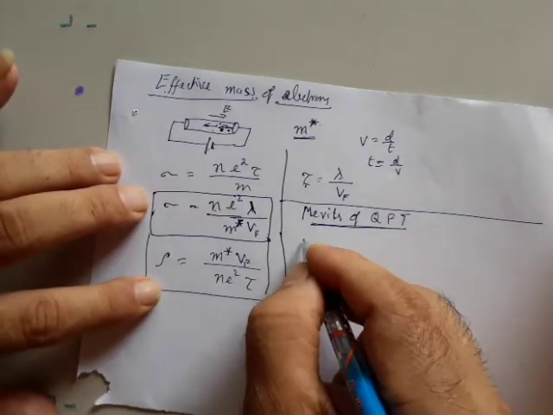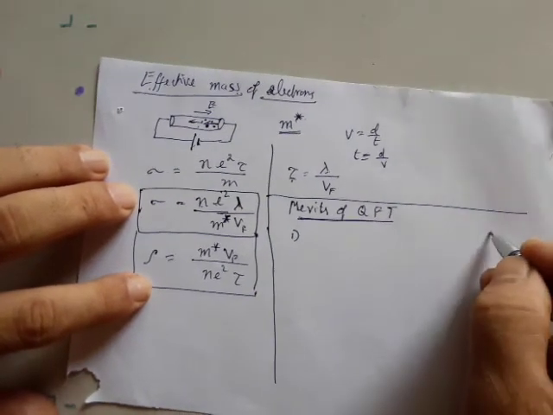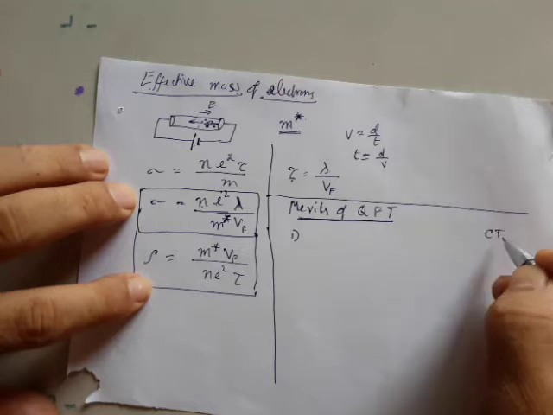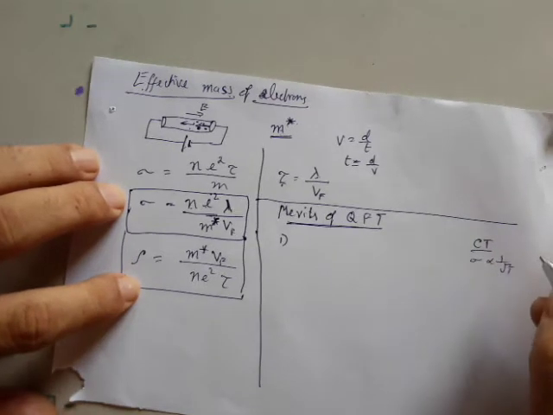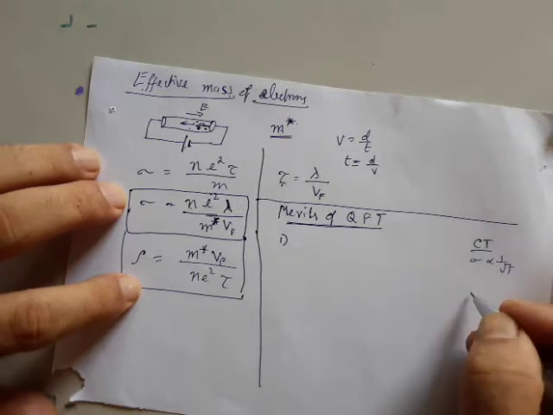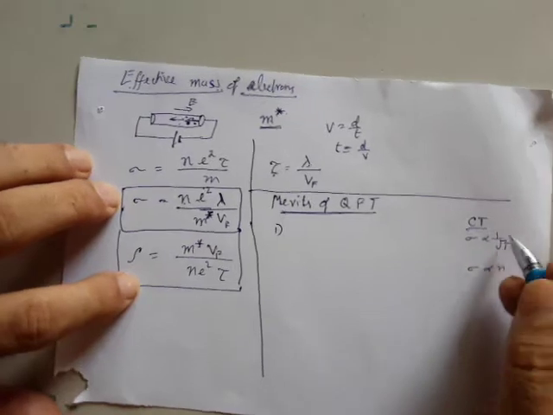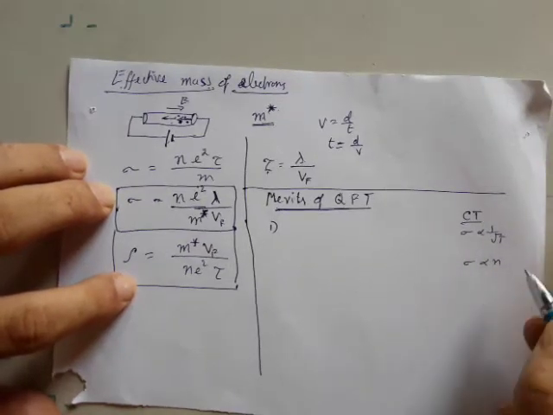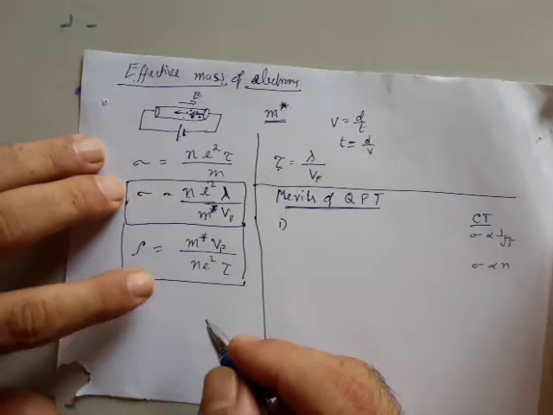We have observed two things in the classical concept. According to the classical theory, sigma is inversely proportional to the square root of the temperature, and second, sigma is directly proportional to n. These are the two drawbacks of the classical free electron theory. Let us see whether we are able to explain this based on the quantum free electron theory.